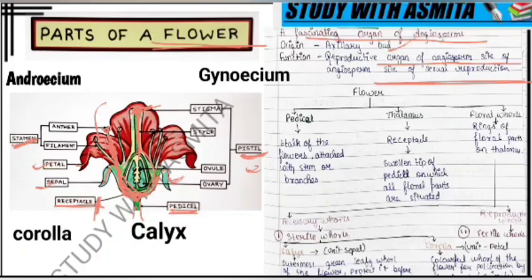Now, the ring-like structure formed by stamens is known as androecium, and the group of pistils or carpels is known as gynoecium. Calyx is a group of sepals, and the group of petals is known as corolla.